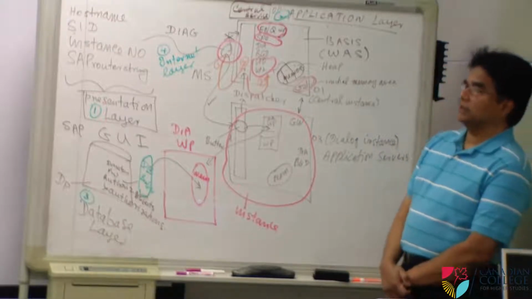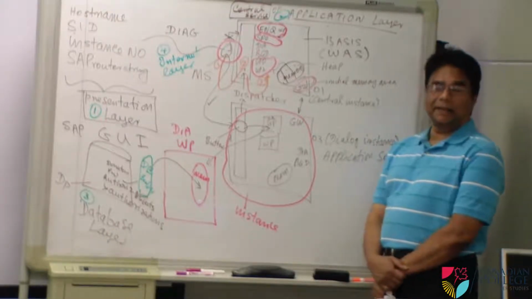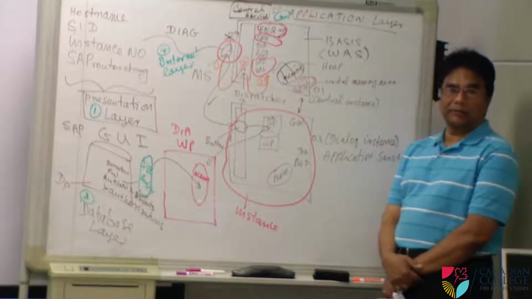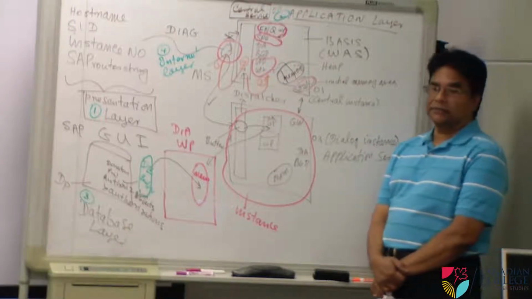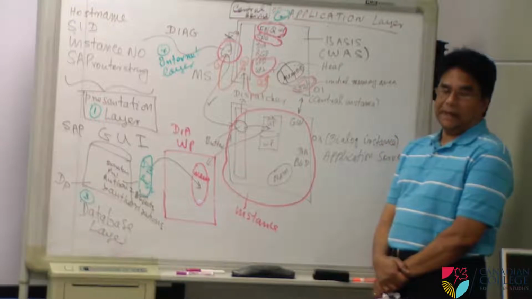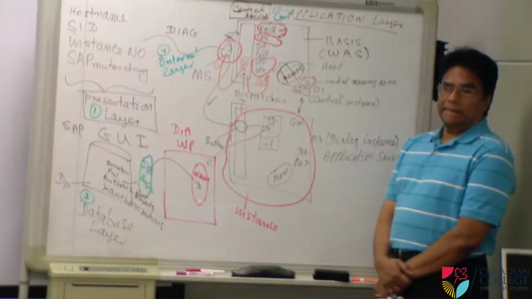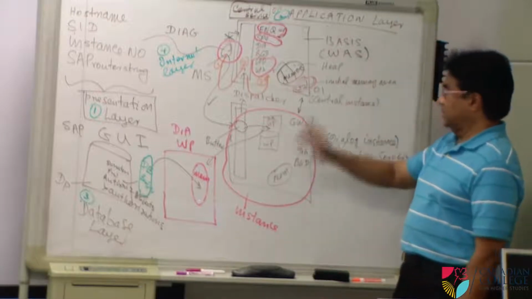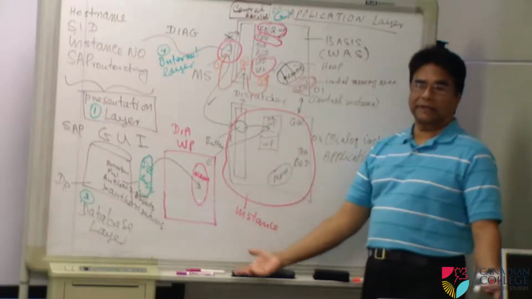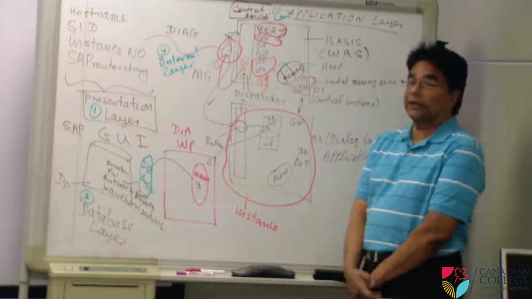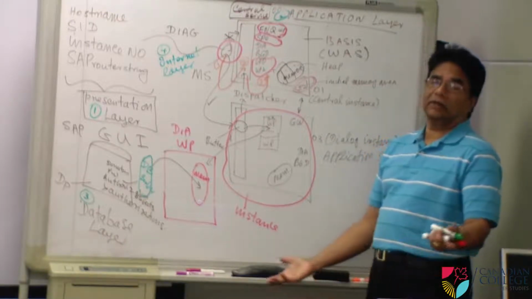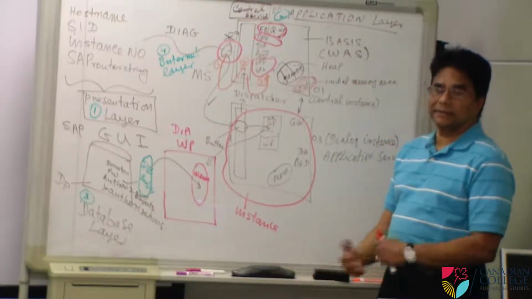Because work process multiplexing is there, I am able to manage a large number of users with a small number of work processes. Even though I have 100 users, I can manage with about 10, 15, 20 work processes, depending on how many times they are logging in and what work they are doing in the system.